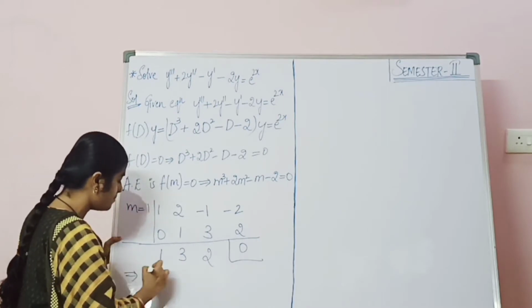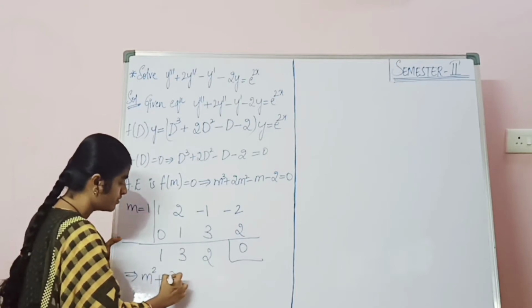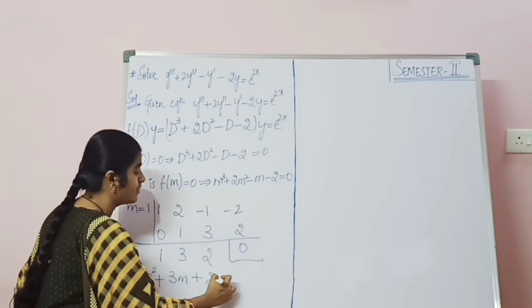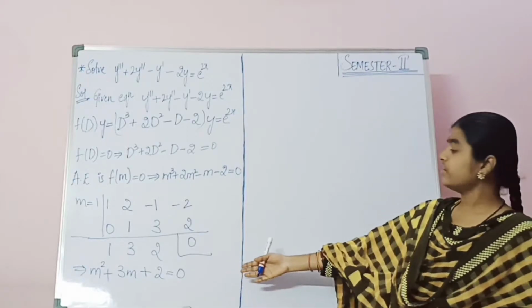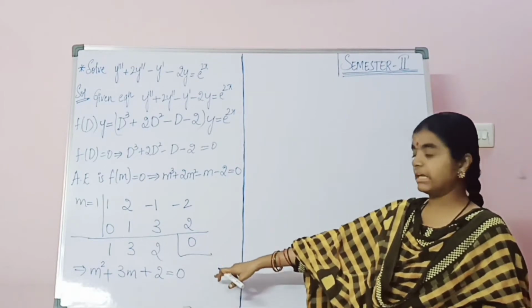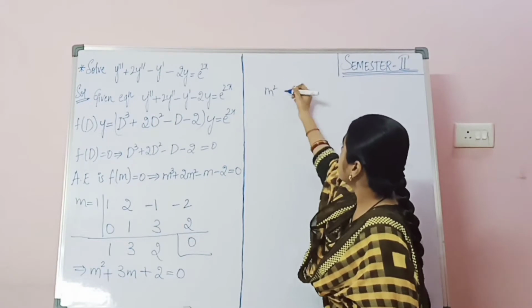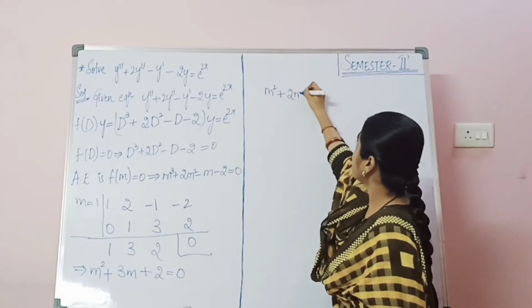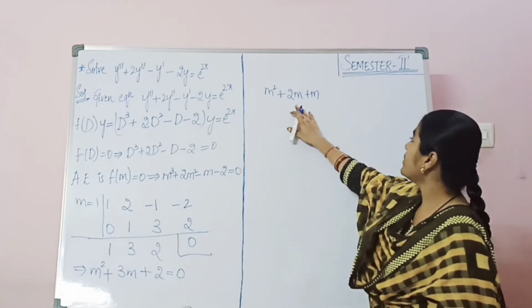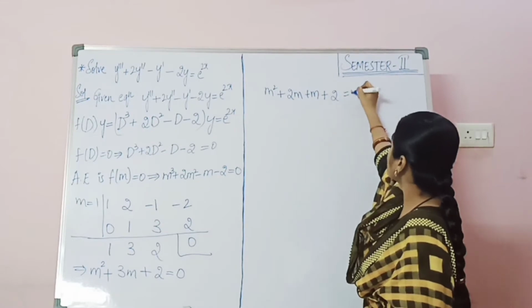So the auxiliary equation we got is m square plus 3m plus 2 equals 0. Now let us find the roots of this equation. How can we factorize here? m square plus 2m plus m plus 2, since 2 plus 1 is 3 and 2 times 1 is 2, equals 0.